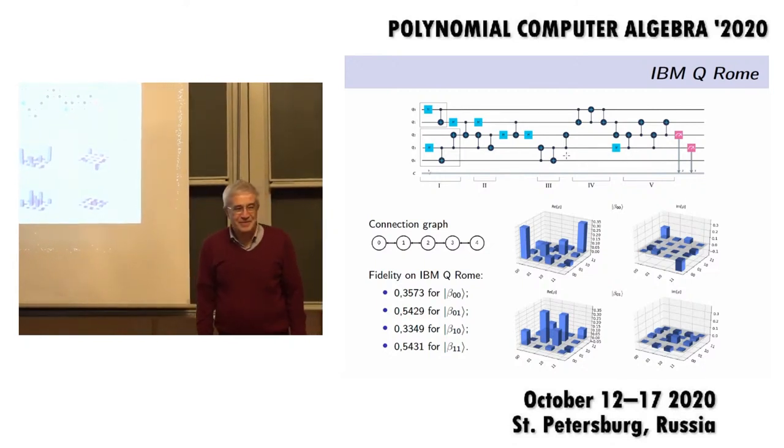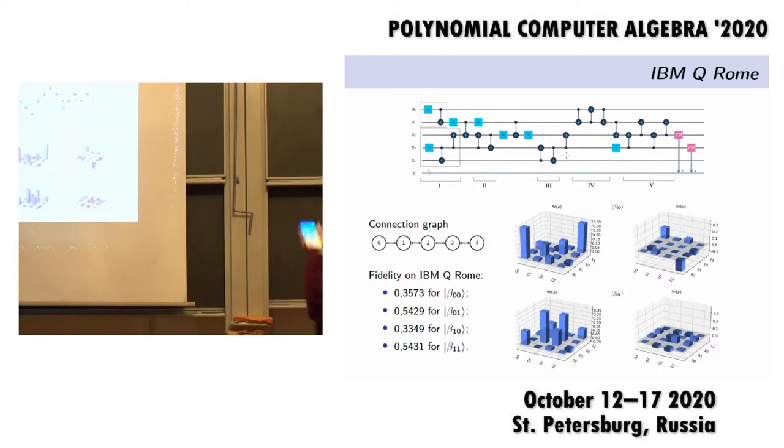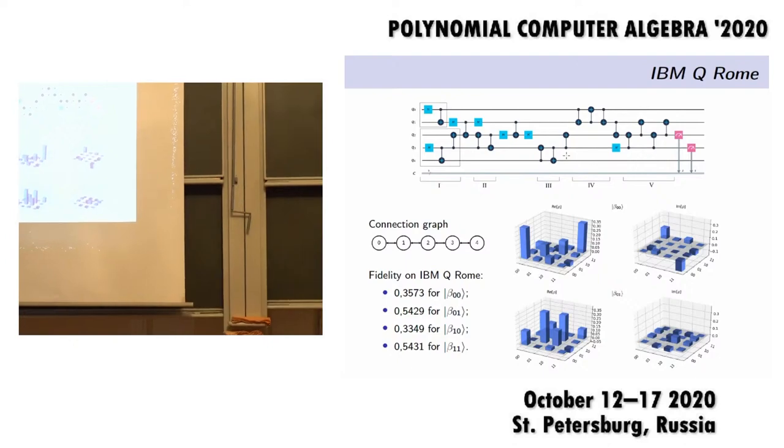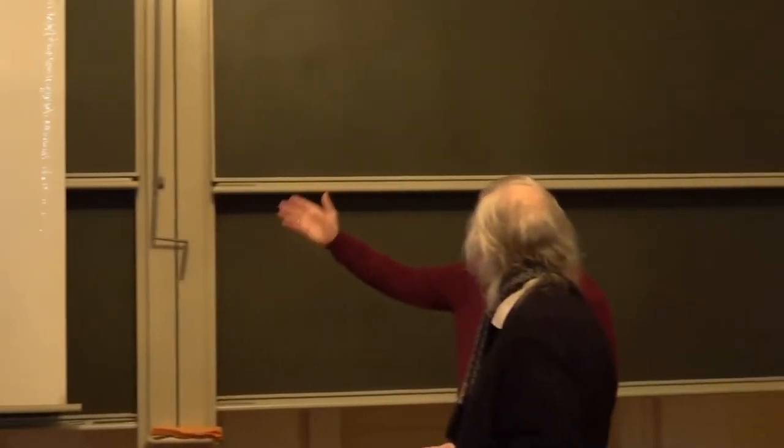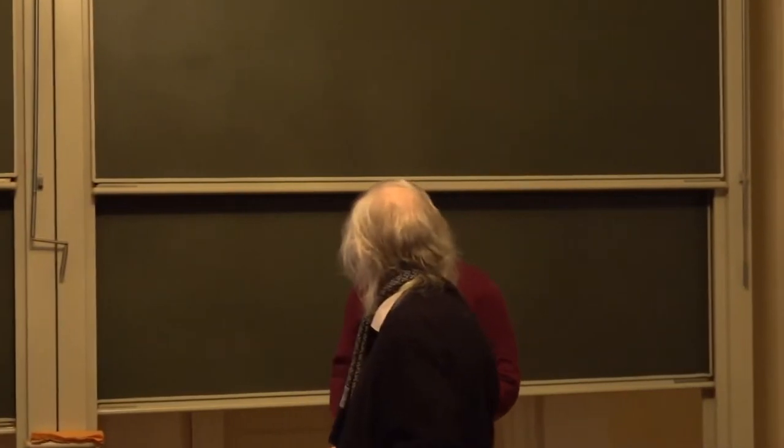Okay. Thank you. We will wait for more possibilities from quantum computers and hybrids. 16 qubits we can do, but for this machine 5 qubits is okay. Yes, for this protocol. Okay.